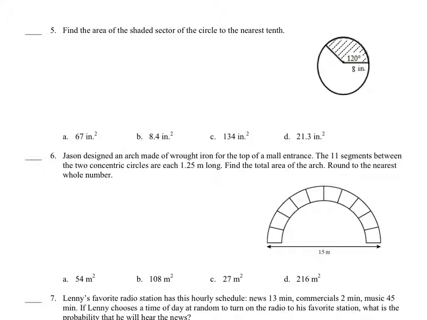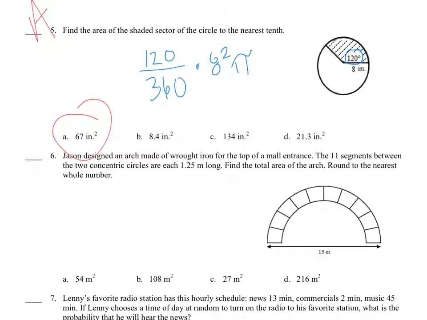Looking for the area of the sector. It's the same type of formula. I already have my angle for my sector. It would be 120 over 360. Now your area of a circle is pi r squared, so in this case it's 8 squared pi. It says round to the nearest tenth, so you want to put your pi in. I actually used 3.14 and I got 66.9866. That's really close to 67, so I'm going with 67.